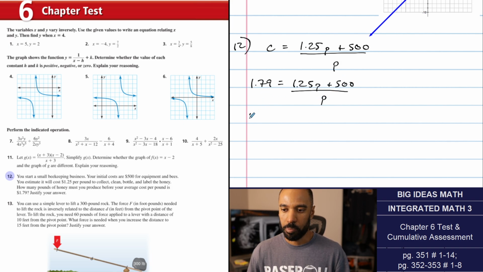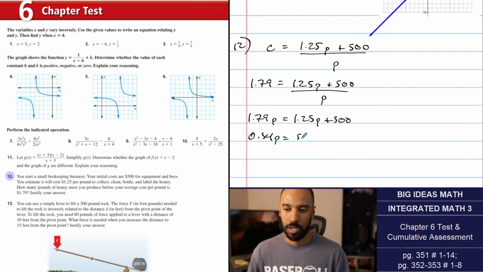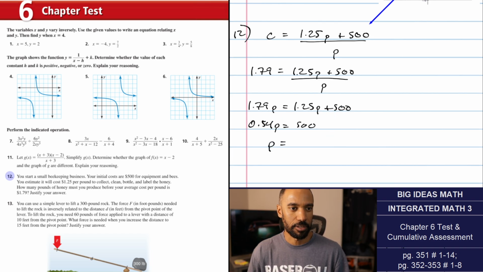So to do this, we'll multiply both sides by P. We'll subtract 1.25 from both sides, and that's, I think, 0.54. And we'll divide both sides by 0.54, and we'll get some value for P. Let me use the calculator for that.